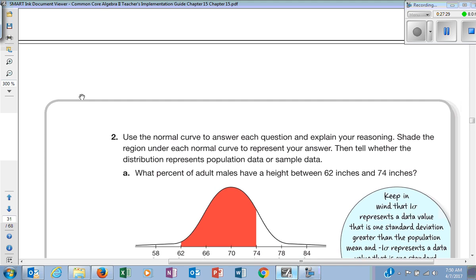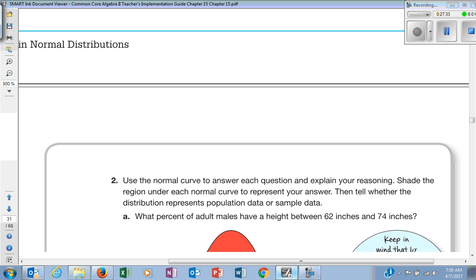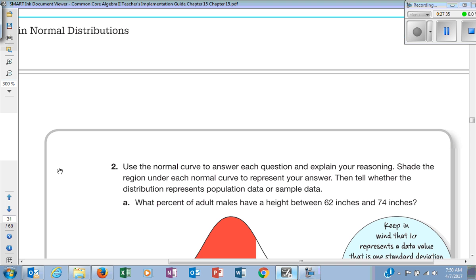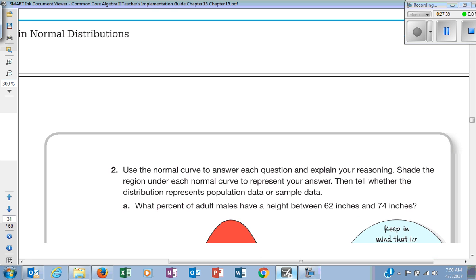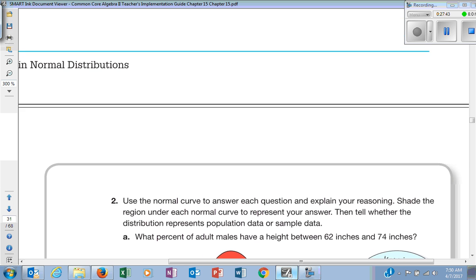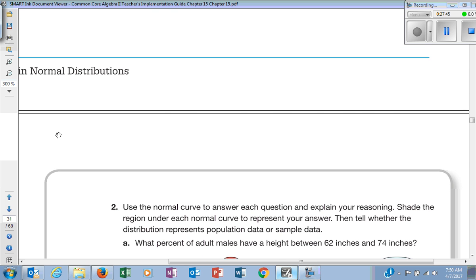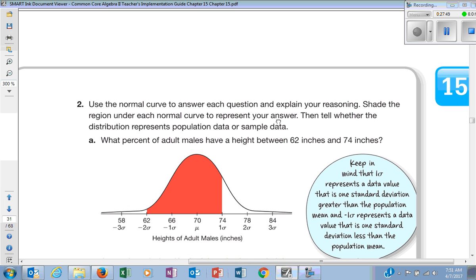So a normal curve is, we're going to use the normal curve to answer all these questions. I will finish this video and put it up there. Please make sure you watch this. We've got to be almost finished with this section. Alright, so we use the normal curve to answer these questions.